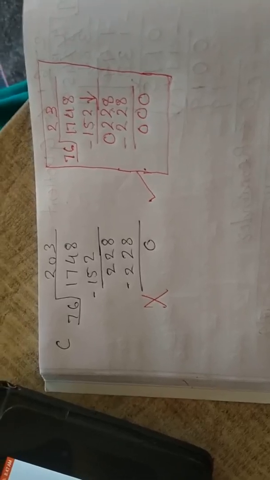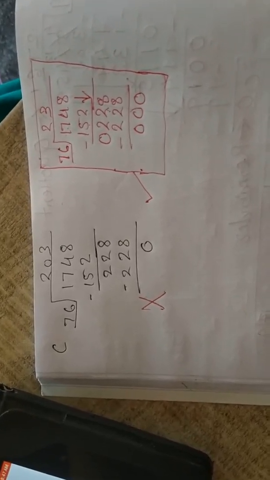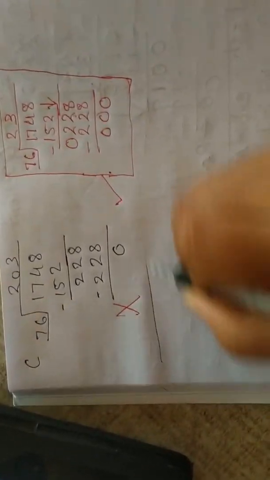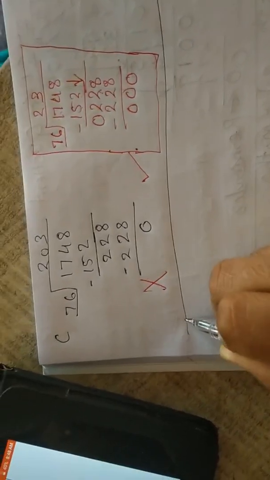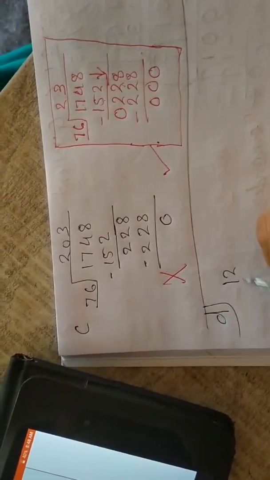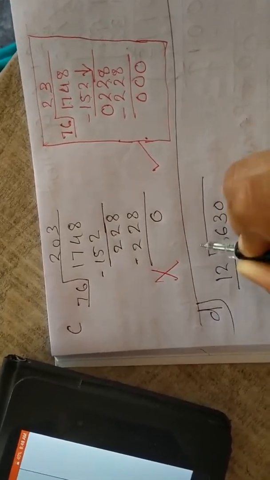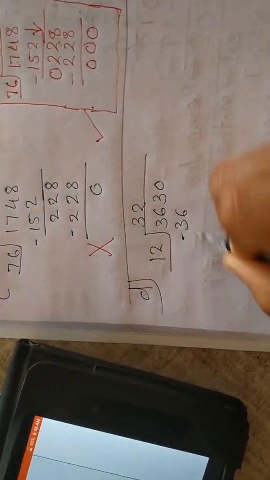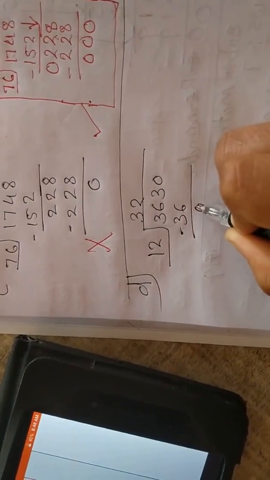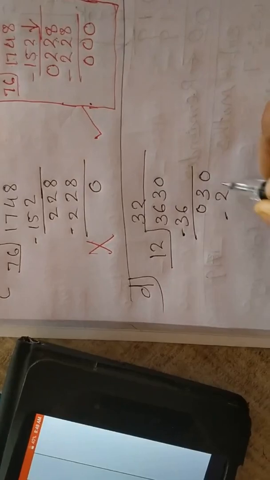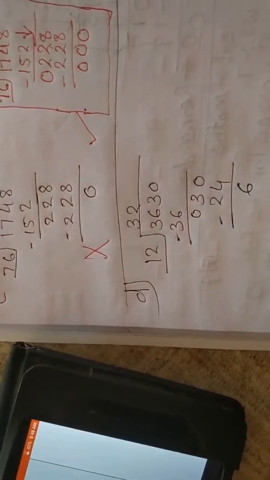Okay students, I hope your work is complete. Now we'll start the next sum, D1 sum. So students, D1 sum is 3630 divided by 12. The answer is here 32. Then minus 36, 0, 30, minus 24 and 6 is there.